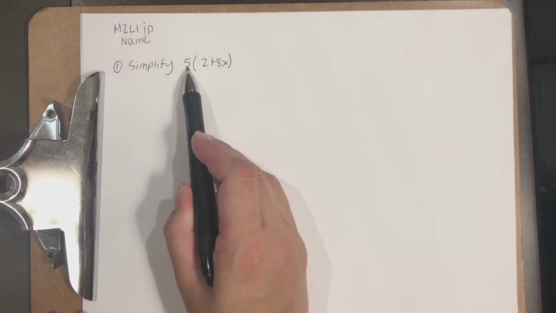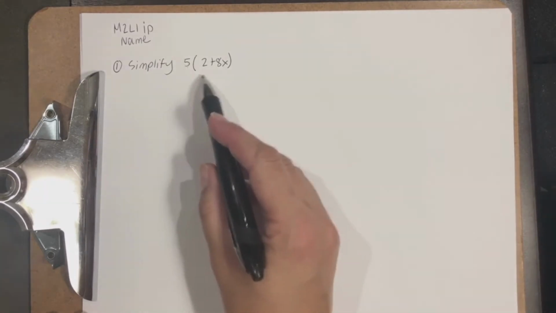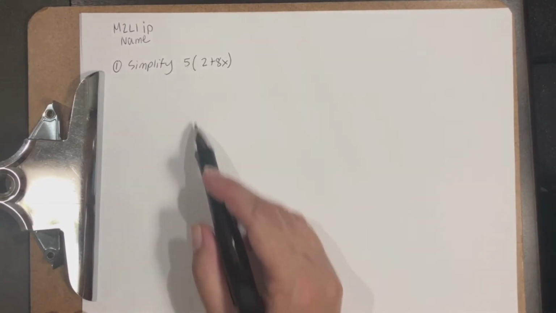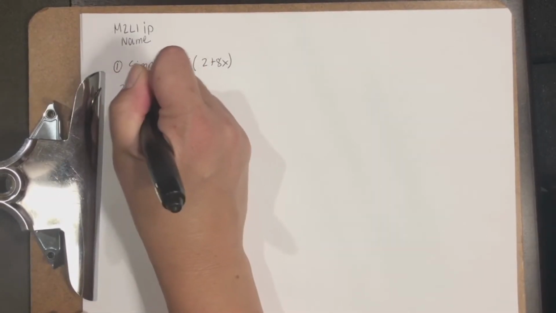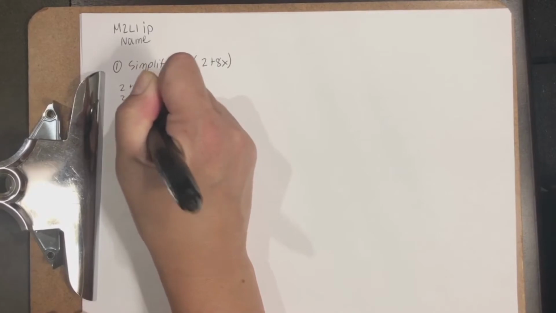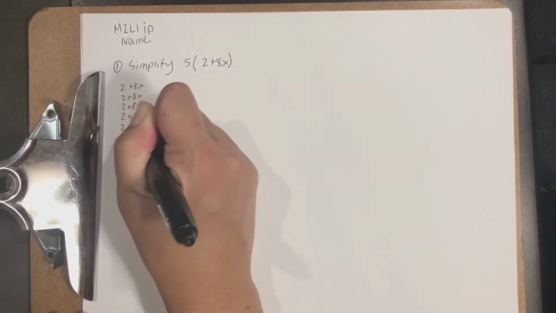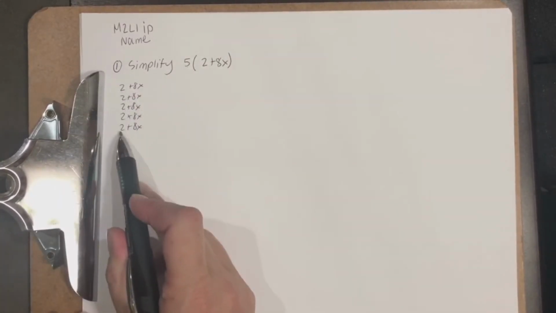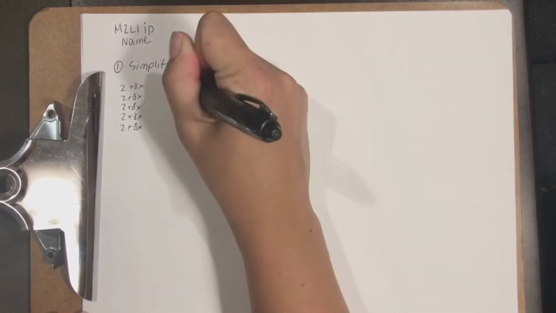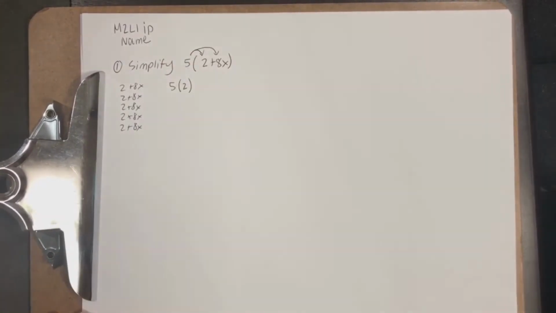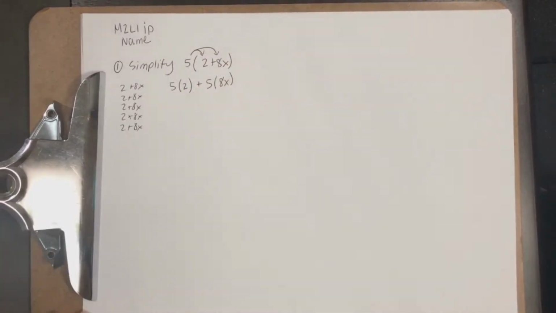Remember, this is saying 5 sets of 2 plus 8x. So if we were to write this out all the way, we would have 2 plus 8x, 2 plus 8x, 2 plus 8x, 2 plus 8x, 2 plus 8x. And so we'd have 5 2's and 5 8x's. Our shortcut is to distribute and say we have 5 2's and 5 8x's.